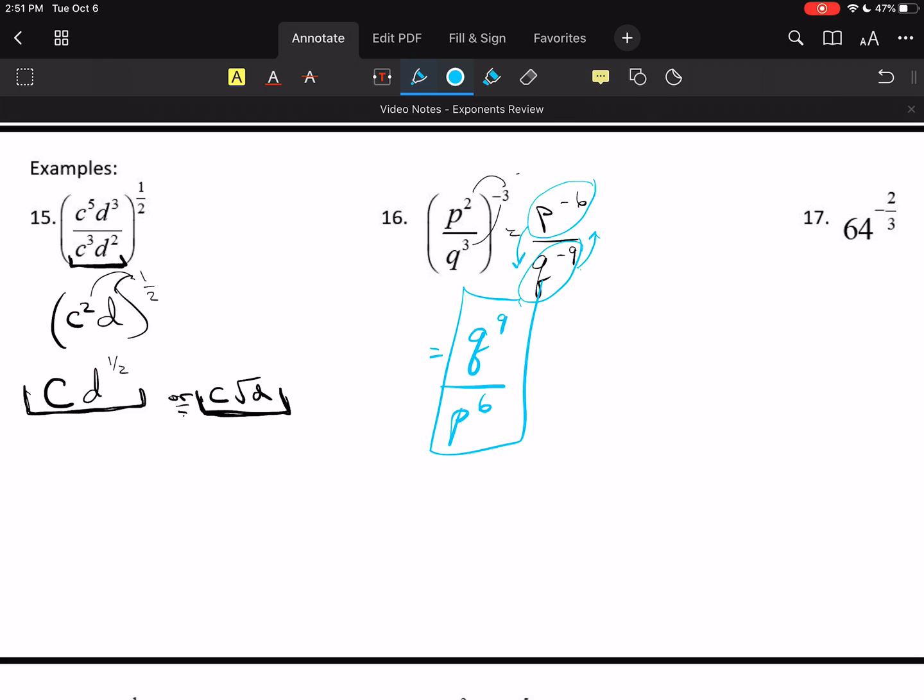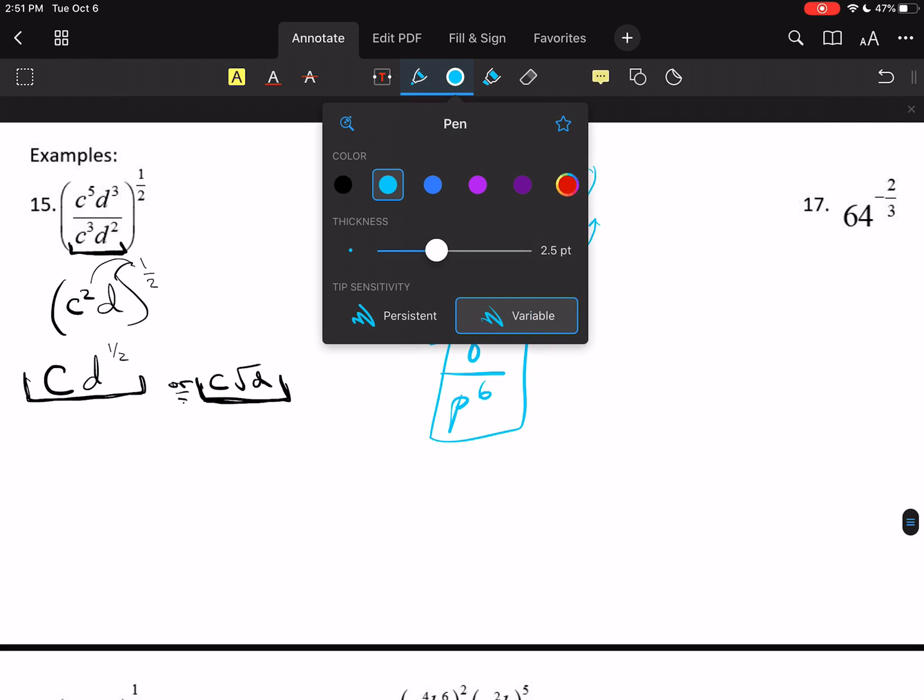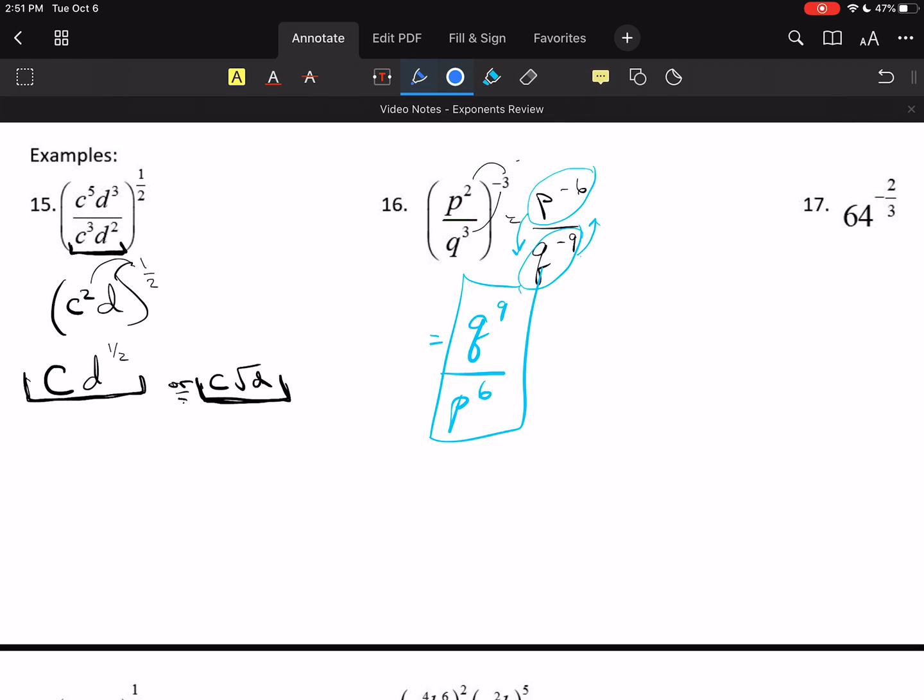All right, 17. 17 is one where we need to talk about, well, which method would be better. So first things first, I see I have a negative exponent. So I'm going to bring that thing to the bottom. I'm going to come over here a little bit, though.